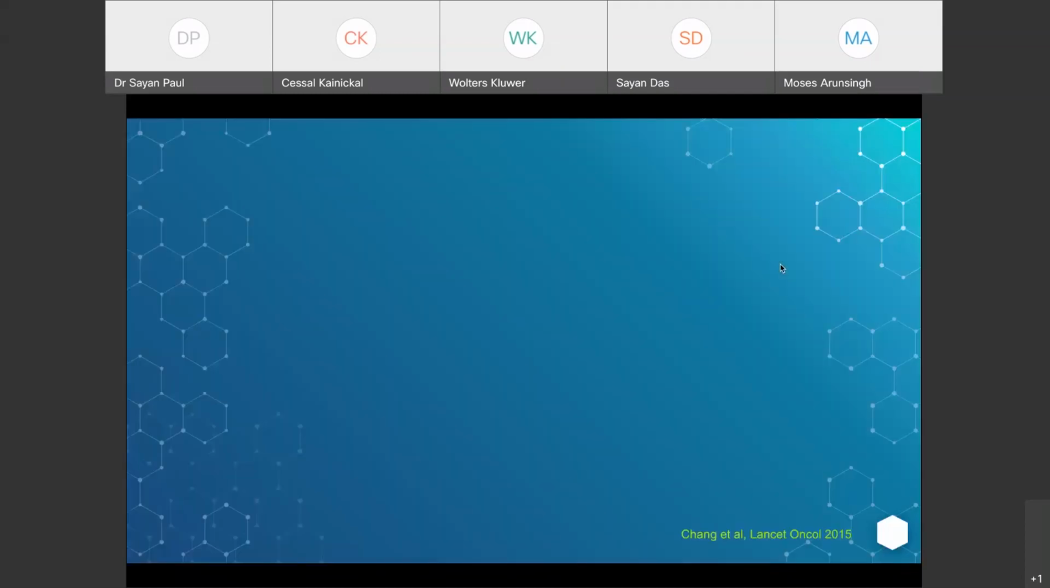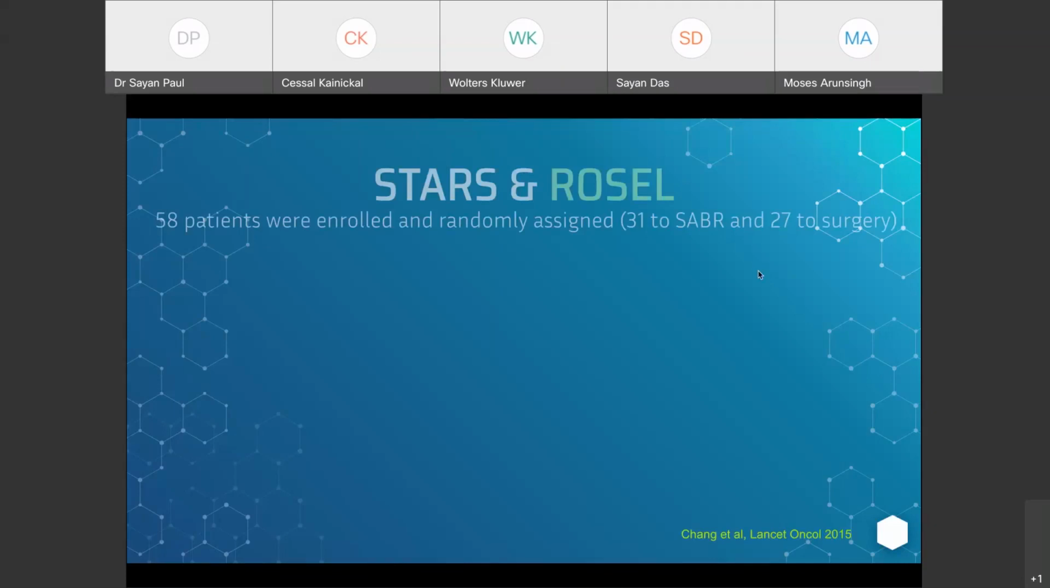But as you can guess, because of traditional resistance from surgeons to randomize patients to SABR for these sort of patients, most of these attempts have failed. And this is one attempt that most of us would know about. So there were 2 trials called the STARS and ROSEL, which were recruiting, but both of them failed to recruit.